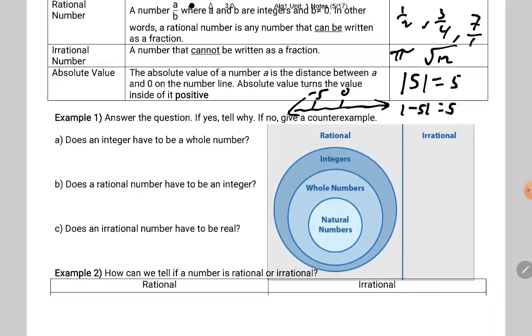So let's ask some questions here. Does an integer have to be a whole number? Oh, no, it doesn't. So no. For example, if we use -2. So remember, whole numbers are positive numbers. So 0, 1, 2, 3, 4, 5. Integers can be negative or positive whole numbers. So -2 is an integer, but not a whole number.